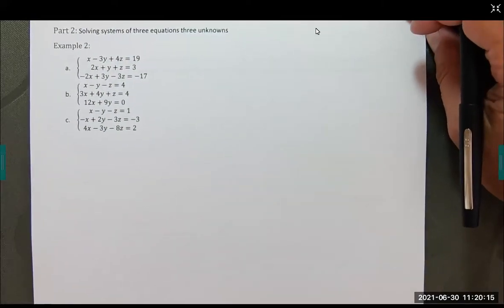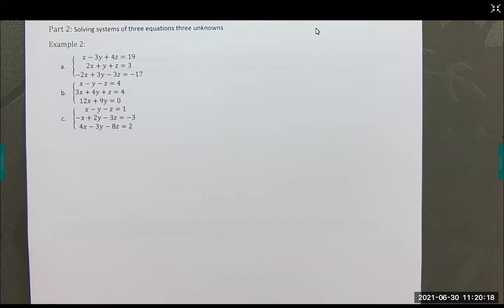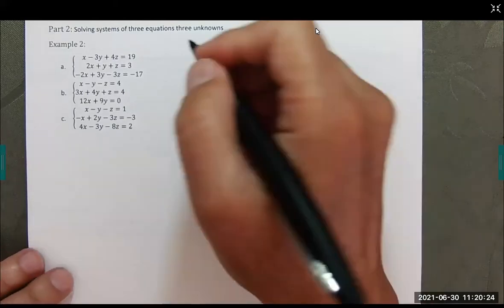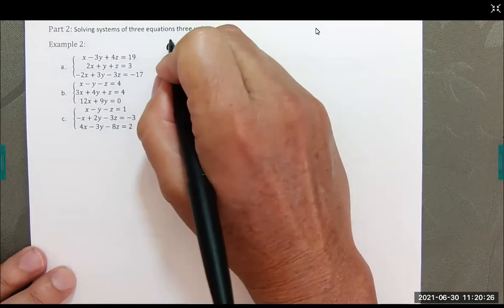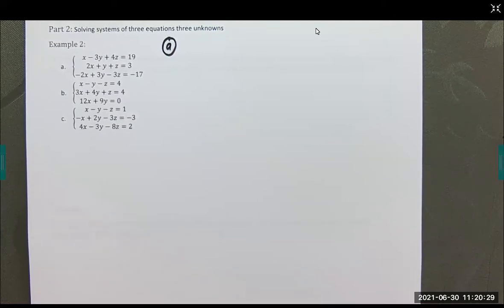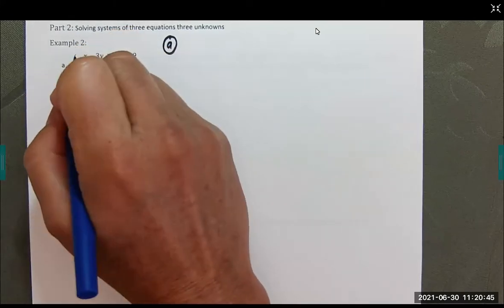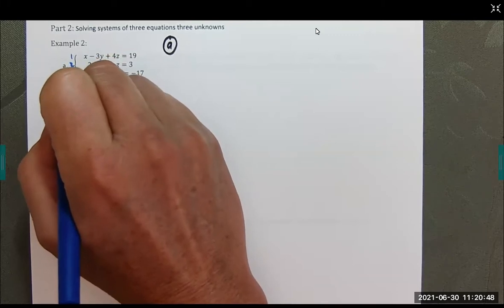All right, let's move on to 3x3 systems. So part A, let's start here. A 3x3 system, we tend to use more the elimination method. A more advanced way of doing this would be putting them all into matrix form and then solving them using matrix form. We're not going to go through that in this particular video. Let me number these a little bit. I'll call this 1, 2, and 3.